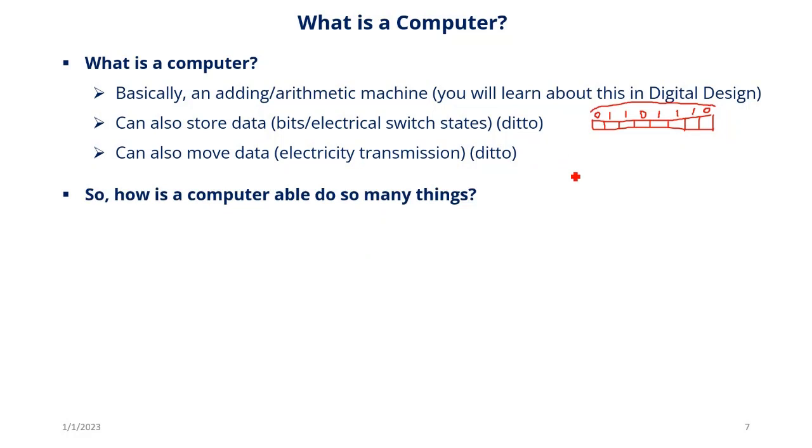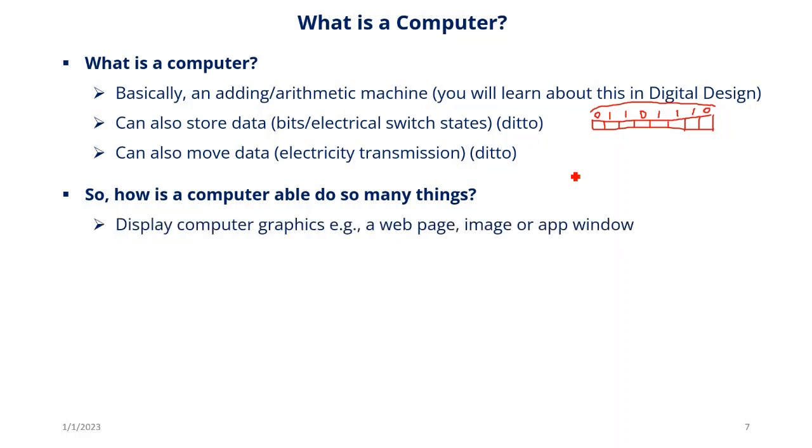So if a computer is a simple adding machine, something that can just add two things together, how come it is able to perform so many operations? It's able to do so many things. It can display computer graphics such as a very colorful web page. It can display an image, can display an app window. You can use it to search for information very fast. You type something in Google and in less than a second you receive a lot of responses.